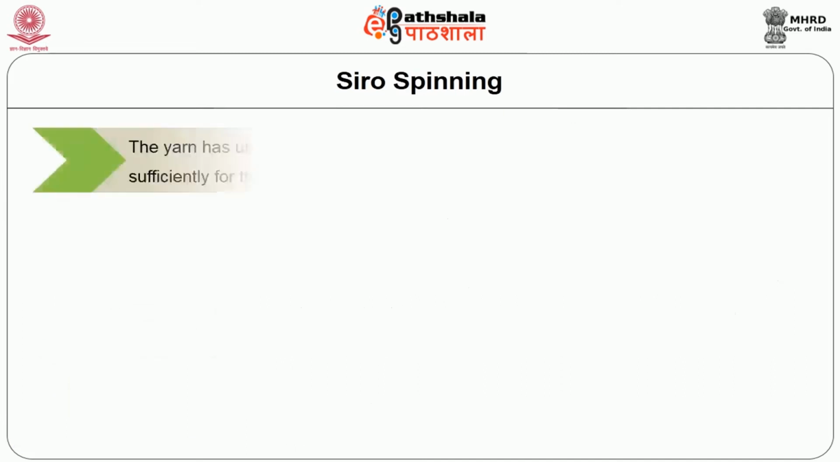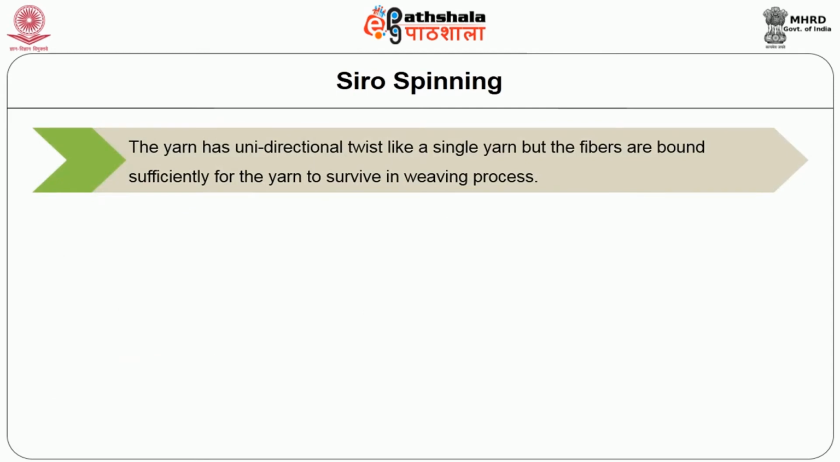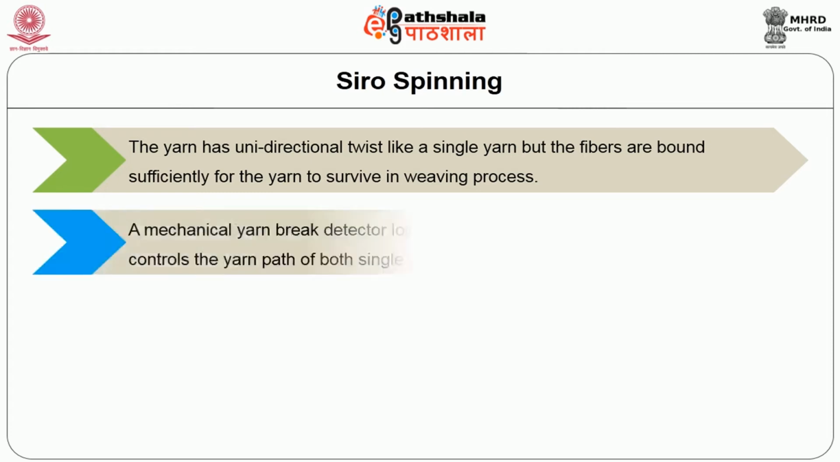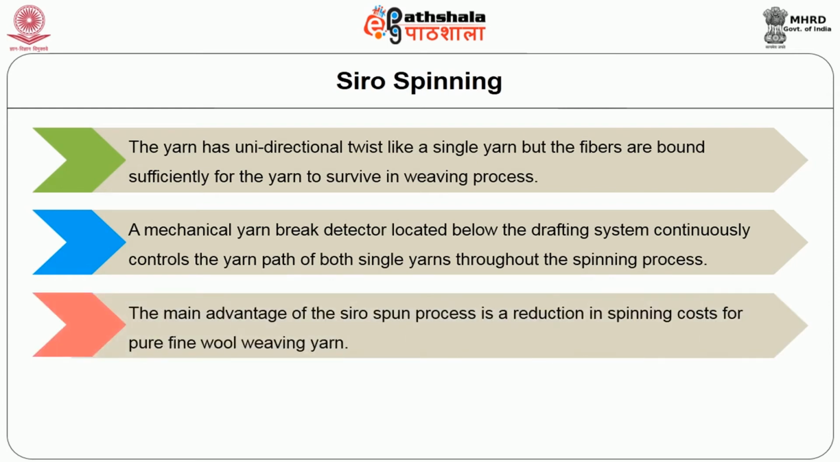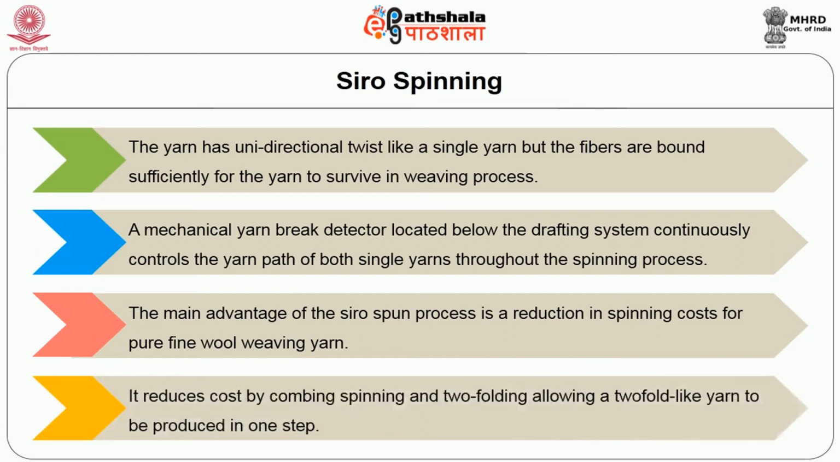The yarn has unidirectional twist like a single yarn, but the fibers are bound sufficiently for the yarn to survive in the weaving process. A mechanical yarn break detector located below the drafting system continuously controls the yarn path of both single yarns throughout the spinning process. The main advantage of the zero spun process is a reduction in spinning cost for pure fine wool weaving yarn, and it reduces cost by combining spinning and two-folding, allowing a two-fold like yarn to be produced in one step.